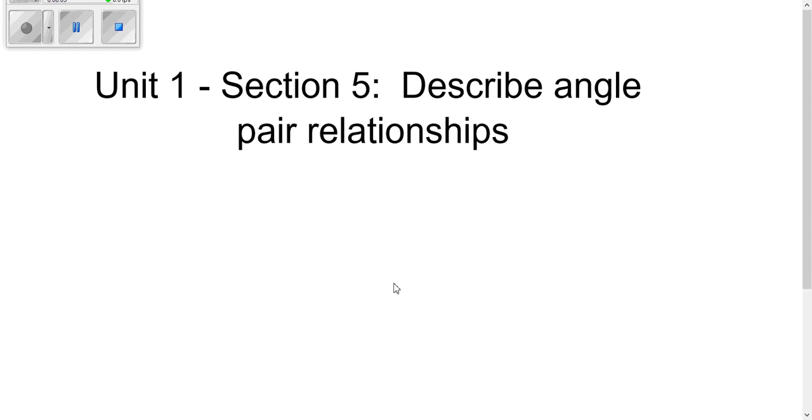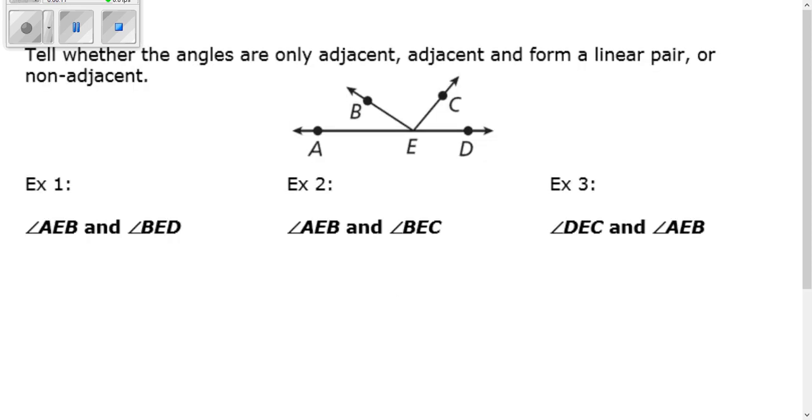All right, class. Section 1.5, describe angle pair relationships. So here we need to tell whether the angles are only adjacent, meaning they are only right next to each other, they share a side, or if they are adjacent and form a linear pair. Linear pair, I mentioned briefly in the previous video, that's two angles that added up equal 180 degrees. And they'll form a line. Two of their rays will form a line.